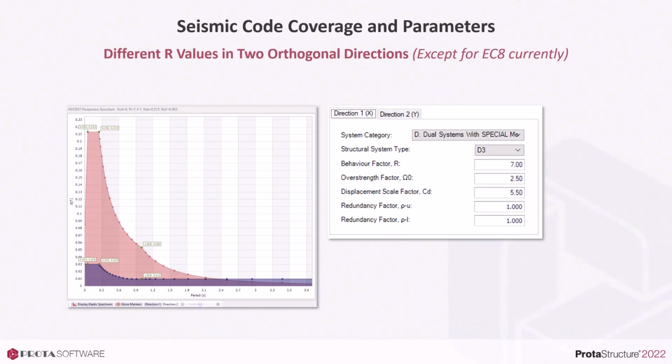ProtaStructure will allow you to use different design spectra for the two different orthogonal directions, except for Eurocode 8 at the moment. That means you can use different structural systems in each direction for a more economical design.